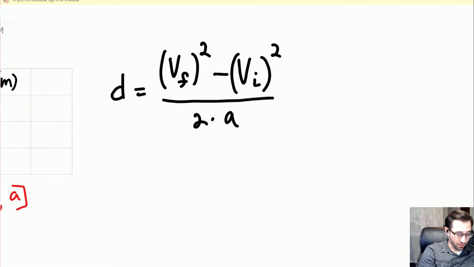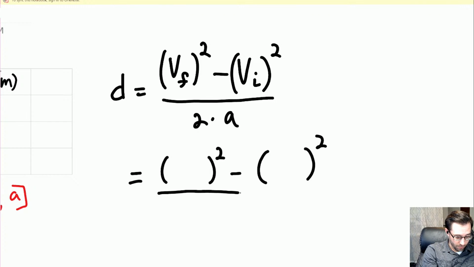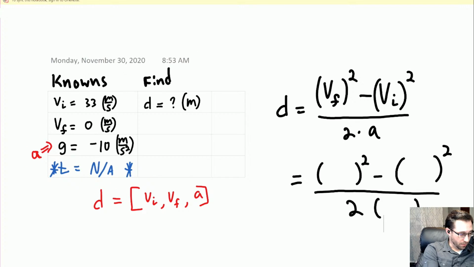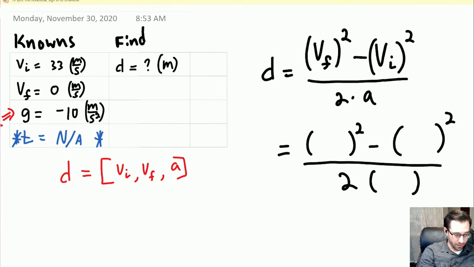So anywhere that I've got variables, I'm going to put empty parentheses. All right, so this one here would be for the V sub F. This is V sub I. And then down here, this would be the acceleration. All right. So when I plug in the numbers, V sub I, it's going to be right here, so that's 33. V sub F at the max height is going to be 0. And then the acceleration due to gravity is -10.